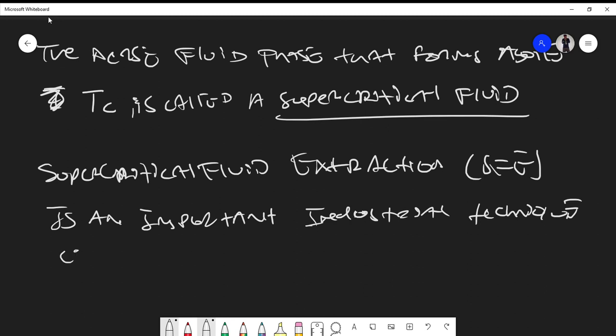For example, decaffeinating coffee. Right? So you can decaffeinate coffee with supercritical CO2.